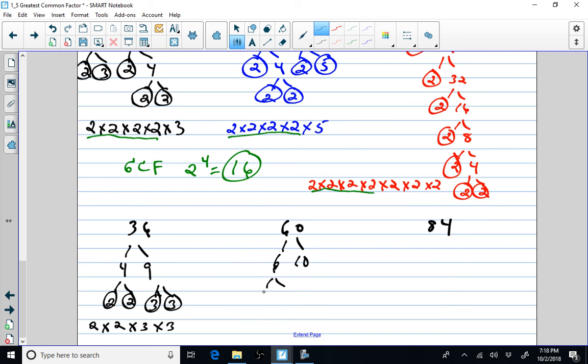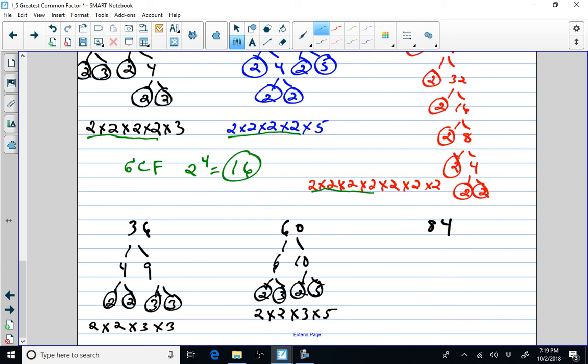Neither is prime. For 6, we'll do 2 times 3. They're both prime. And 10 is 2 times 5. They're both prime. Your prime factorization would be 2 times 2, 2 factors of 2, times 3, times 5.